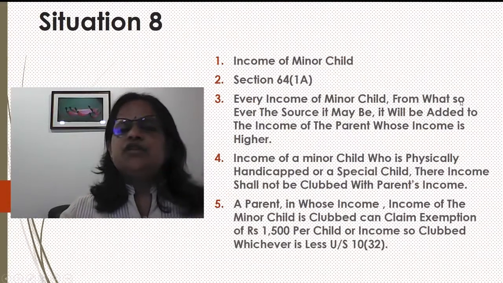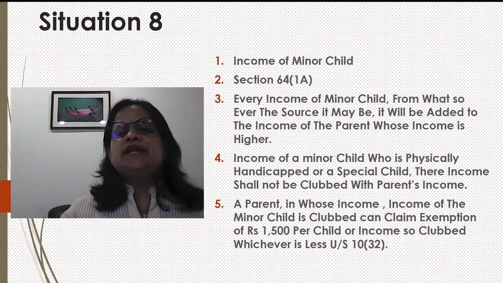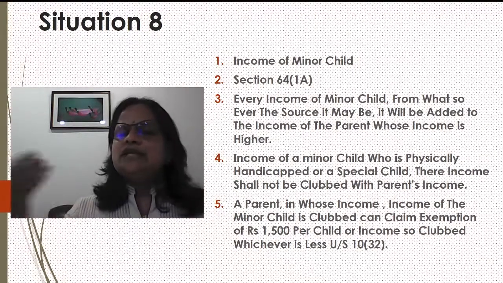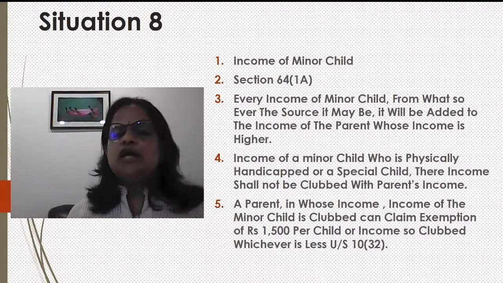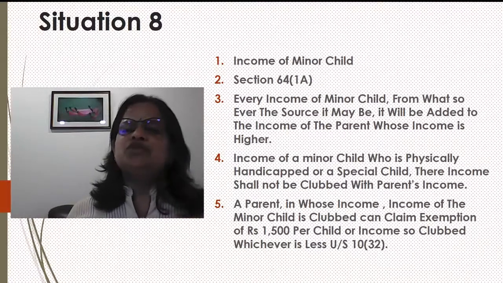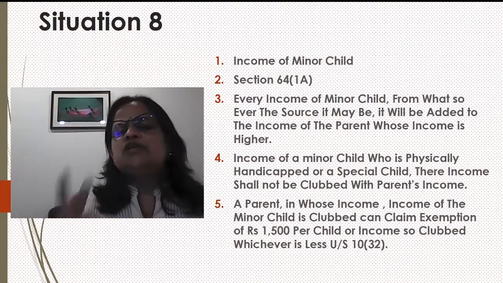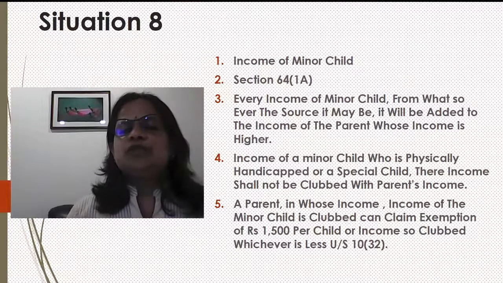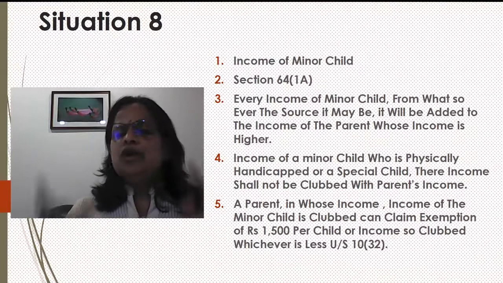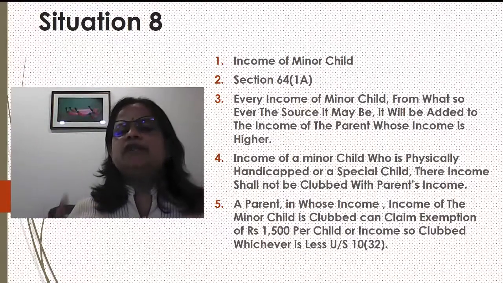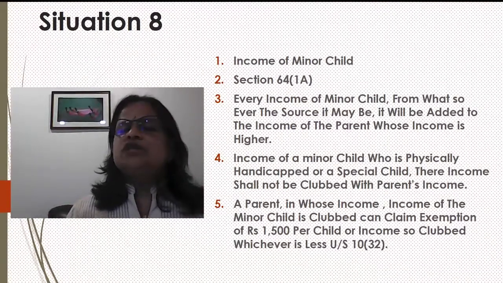Now situation 8: income of minor child. I have seen this as a Section B question, and usually the last point I am going to explain, the exemption, I have seen as a 2 mark question. What is the exemption? And the section also is important. Section 64 subsection 1A is dealing with income of minor child. So this is very important.